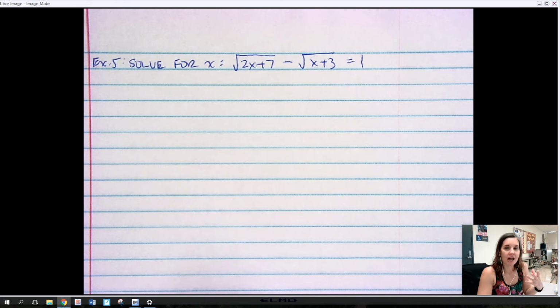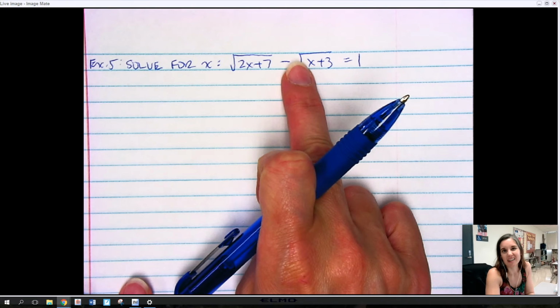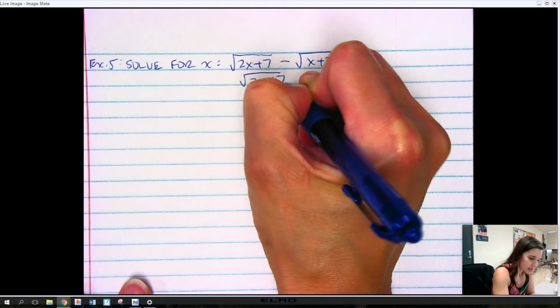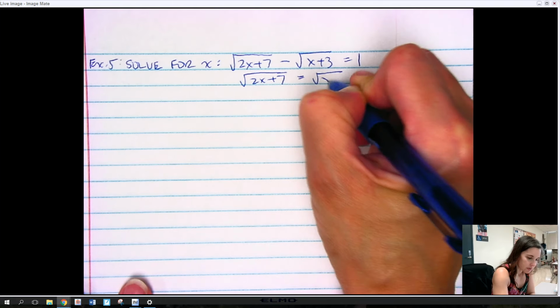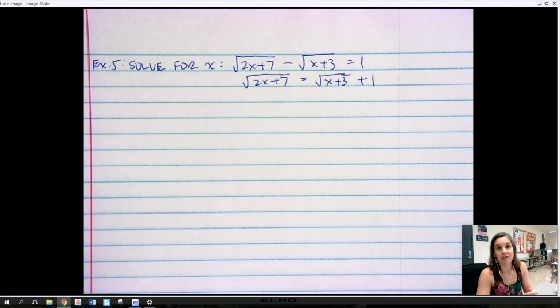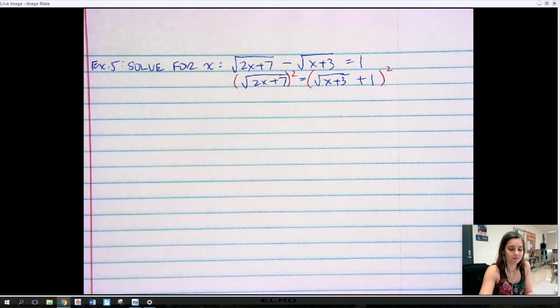So first thing is, do I have a radical isolated? No, I don't. So I'm going to do the harder one to get the one we isolated. And plus, I don't want a negative, so I would rather move that one over. So I'm going to say the square root of 2x plus 7 is equal to the square root of x plus 3 plus that 1. Okay, now that I have a radical isolated, to get rid of my square root, I'm going to square both sides. So I'm going to square that whole side, and I'm going to square that whole side.